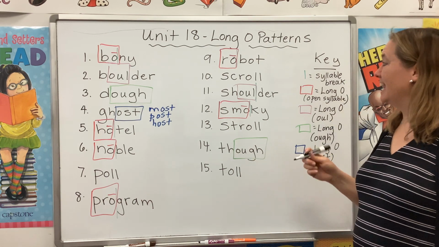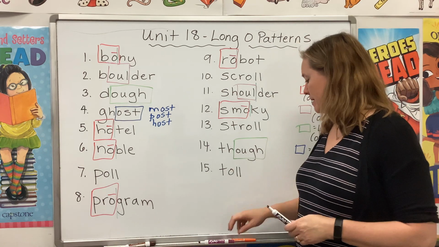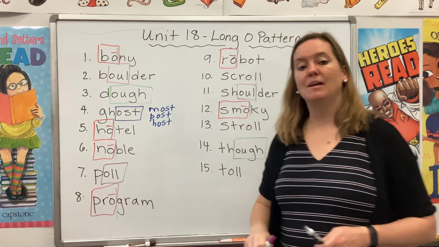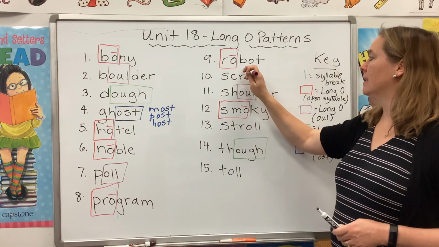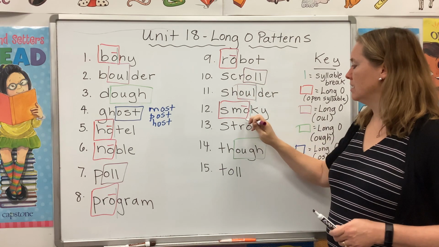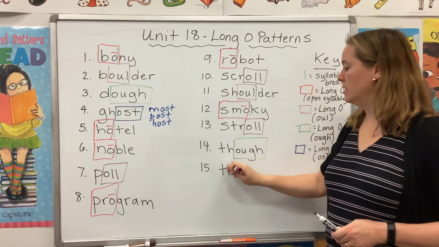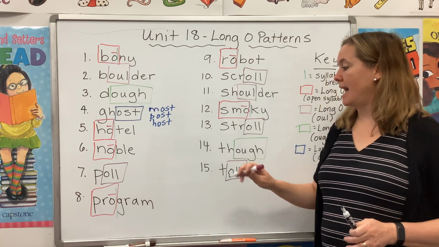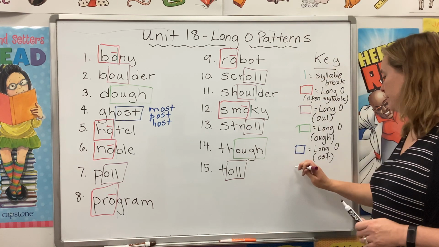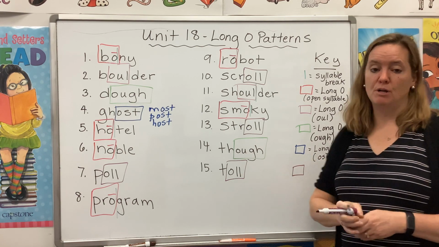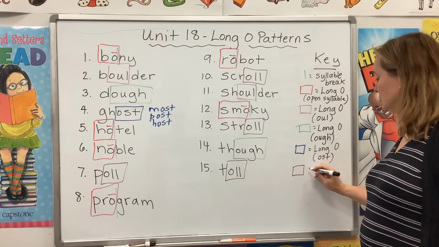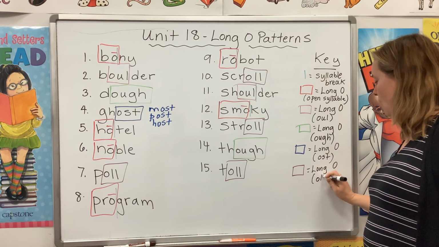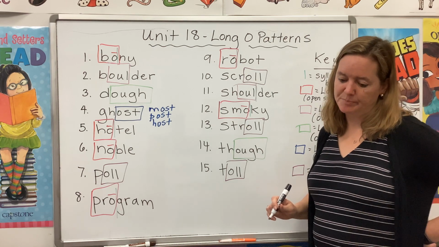All right, the last pattern that we need to talk about is the O-L-L. You see that in words like pole and scroll, stroll, and toll. There aren't that many words in our language that have that pattern, but it's good to know them. So wherever we see the purple box, that also represents a long O because of the O-L-L pattern.